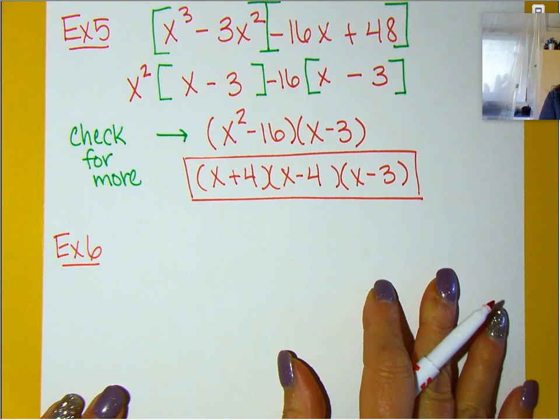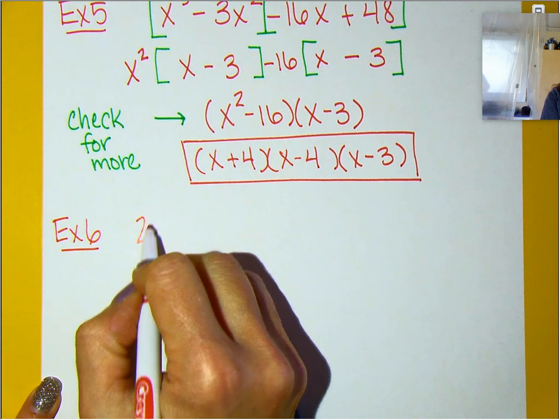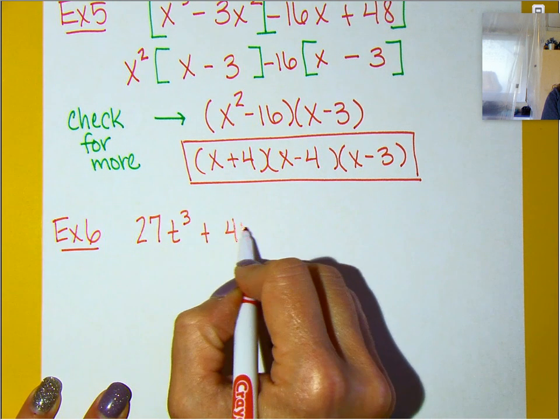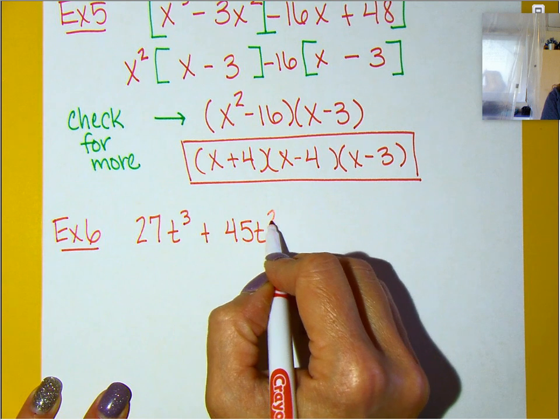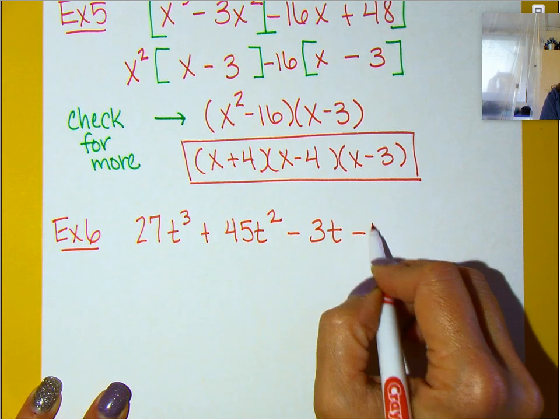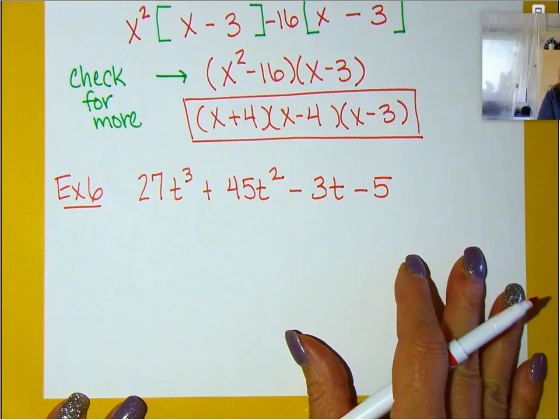So I'm going to let you do one by yourself. 27t cubed plus 45t squared minus 3t minus 5. Factor completely.